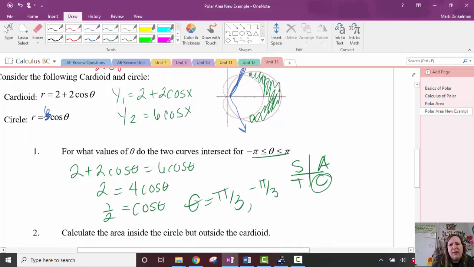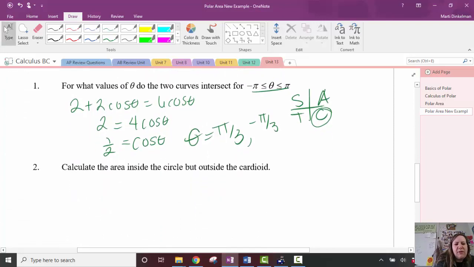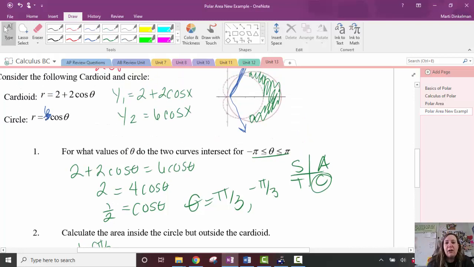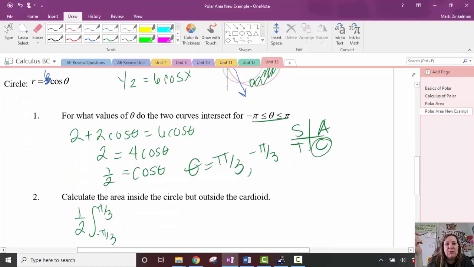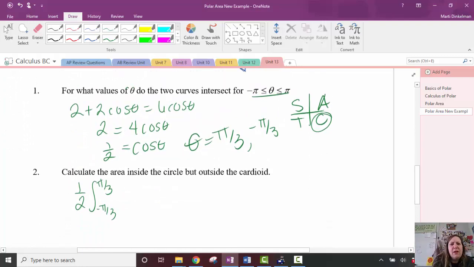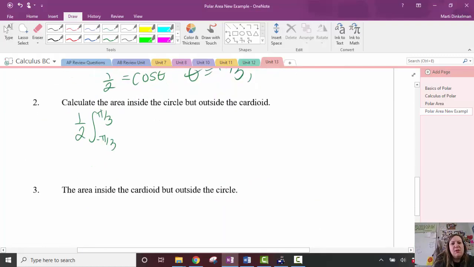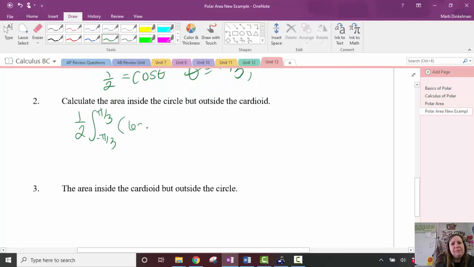So I can find the area of that circle, and there's a couple things I could do. I can go 1/2 and go integral from negative pi over 3 to pi over 3. Okay, that will give me the circle. I could also just do half. That's what I do a lot. So if I go 0 to pi over 3 and just double this whole thing, that's definitely something you can do. So you decide what you want to do there. The circle is that 6 cosine theta, so 1/2 r squared d theta.